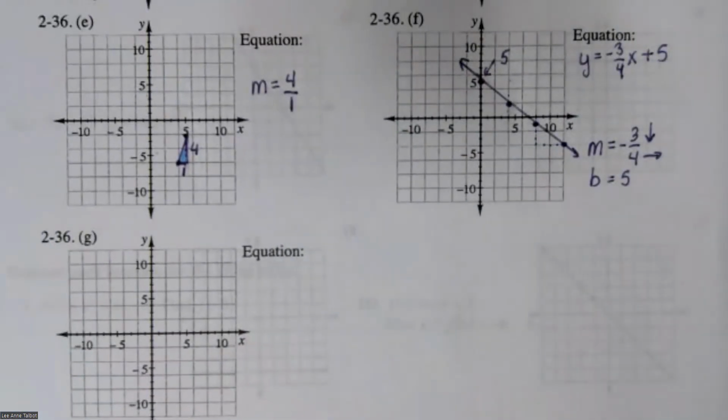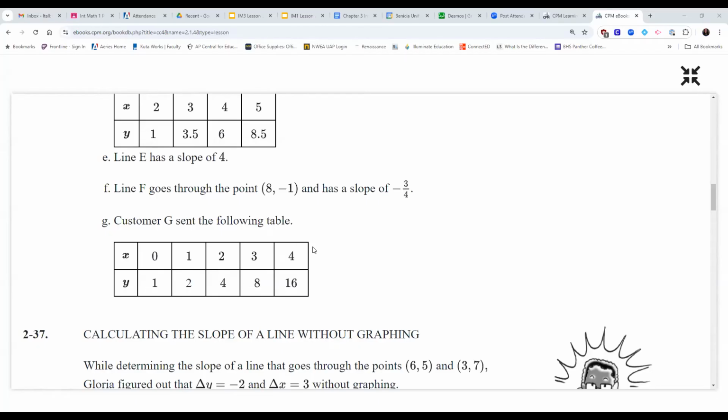Okay, last one. Customer G sent the following table. Okay, can you guys graph these points, please, on number G? Number G, I just said number G. 0, 1, 1, 2, 2, 4, 3, 8.